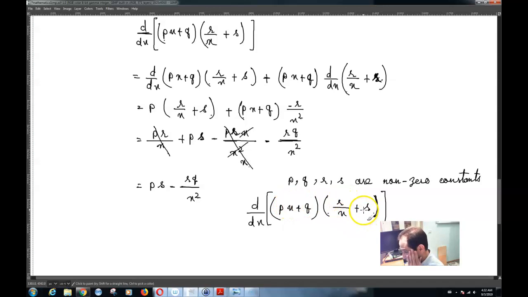r over x plus s is equal to p times s minus rq over x squared minus rq over x squared minus rq over x squared. Okay. Anyway, I don't really think that you're going to even take a note over here or send this to your notes or anything like that.